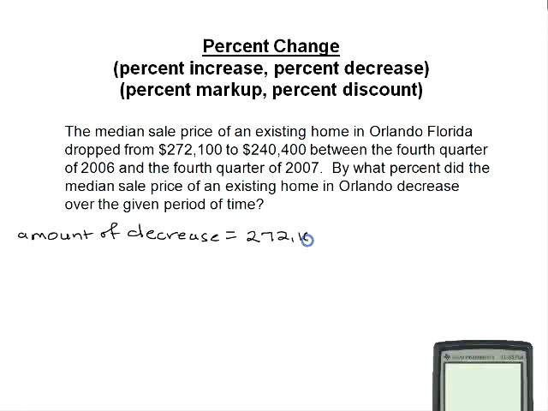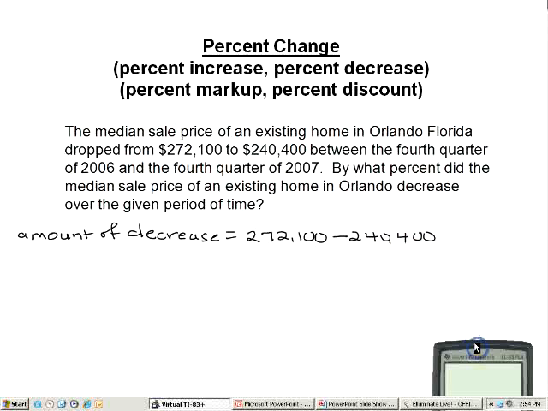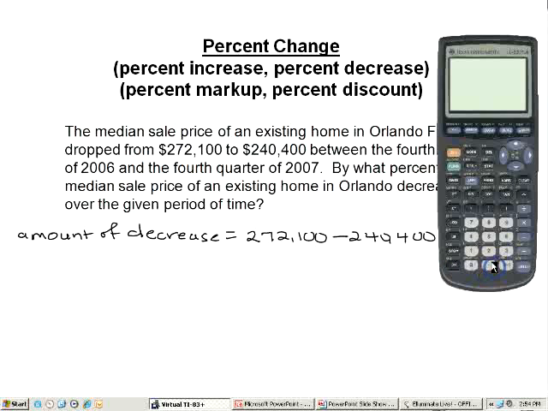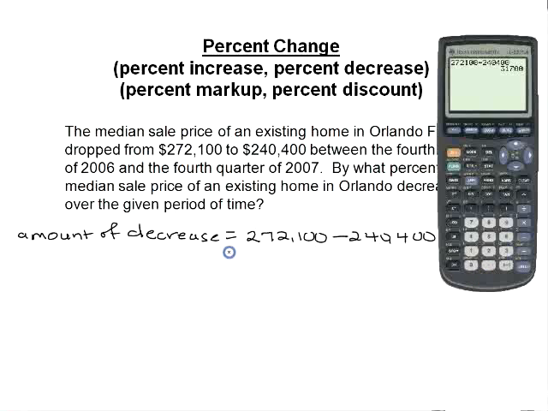Which is $272,100 minus $240,400. $272,100 minus $240,400 is $31,700.